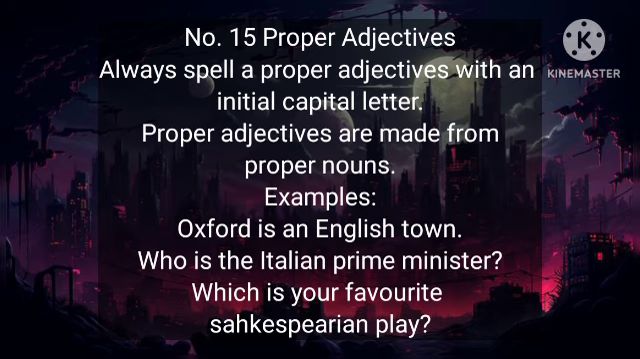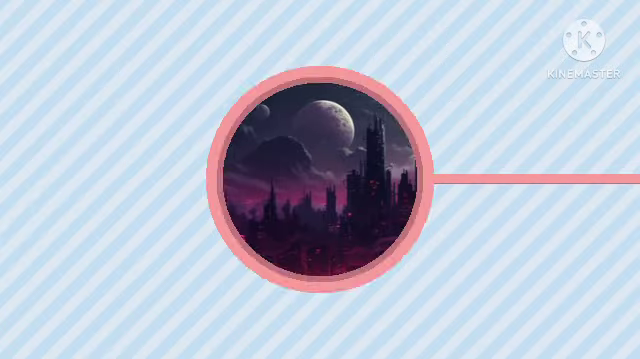Number 15, proper adjectives. Always spell a proper adjective with an initial capital letter. Proper adjectives are made from proper nouns. Example: Oxford is an English town. Who is the Italian Prime Minister? Which is your favorite Shakespearean play?